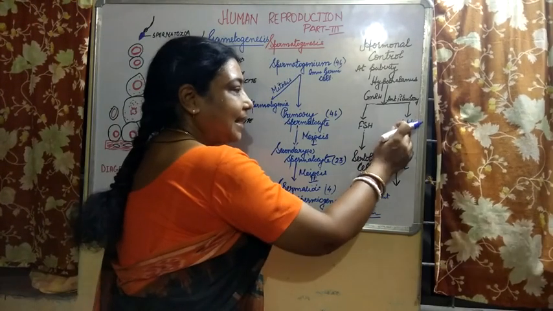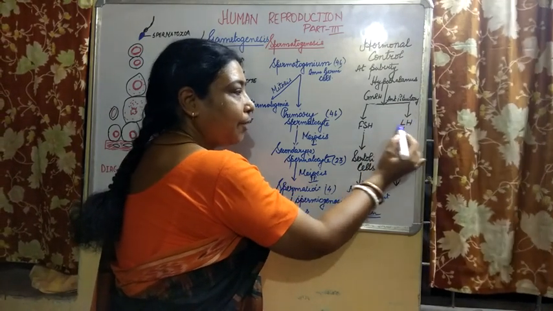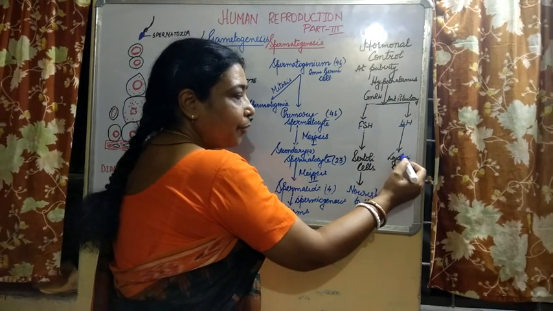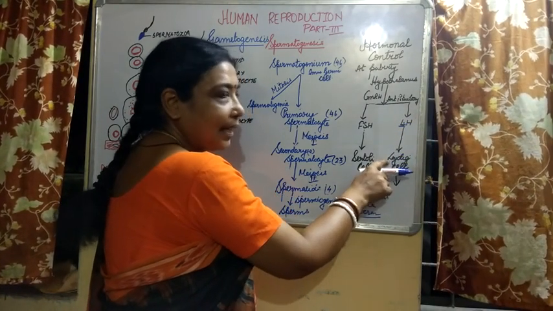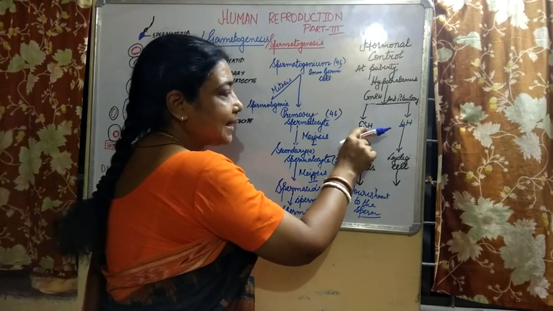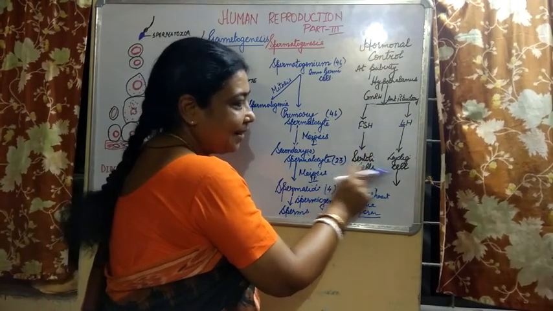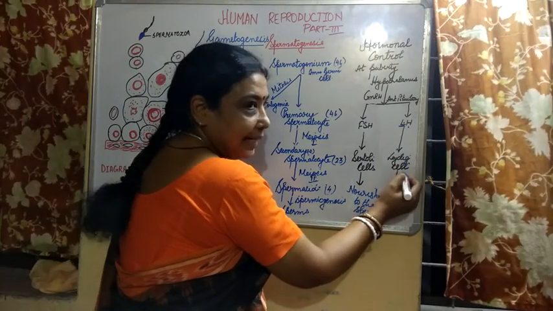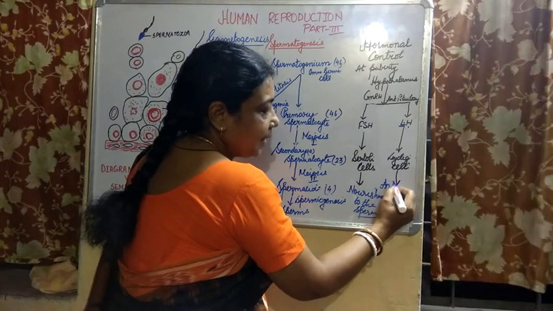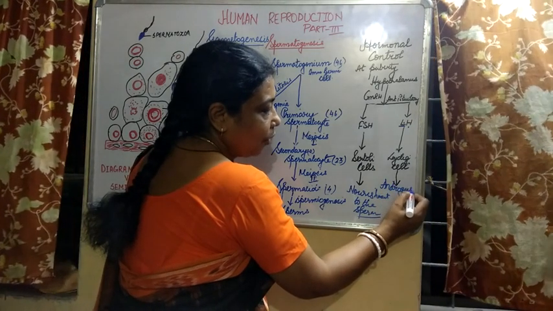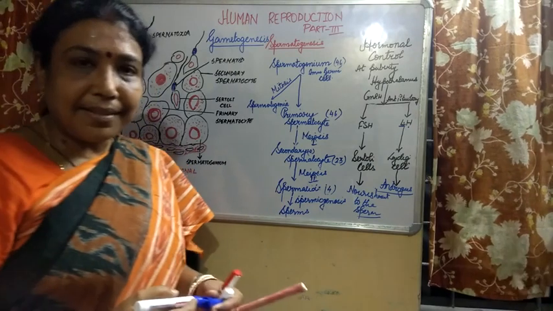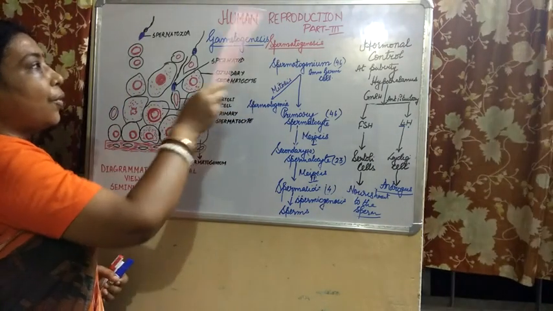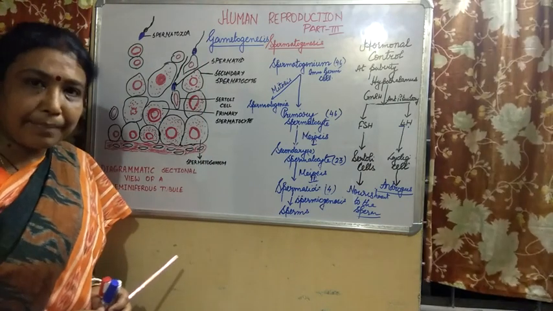And luteinizing hormone, from L, always remember L, will be acting on the Leydig cell. And follicle stimulating hormone, S is there, so always remember Sertoli cell. Luteinizing hormone acts upon the Leydig cell, and there will be release of the androgens, that is the male hormone testosterone. So this was all about the process of spermatogenesis.